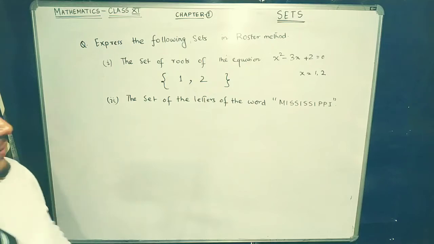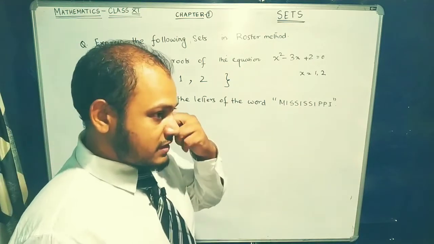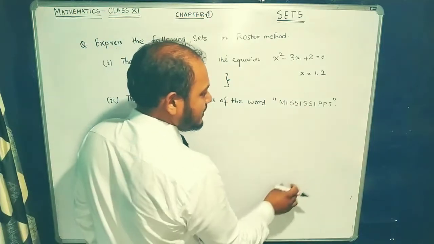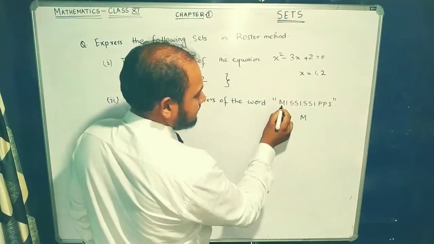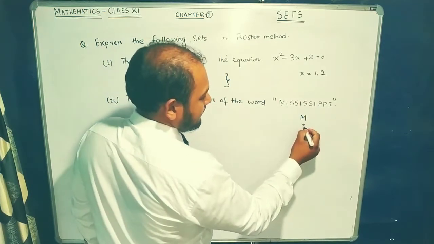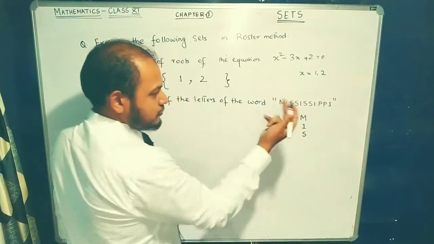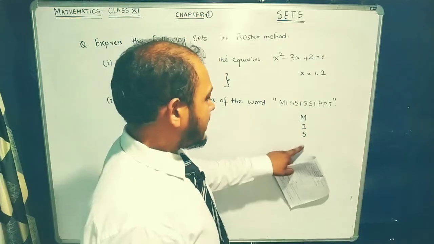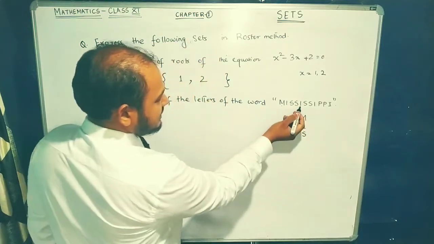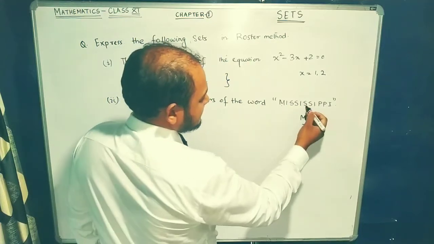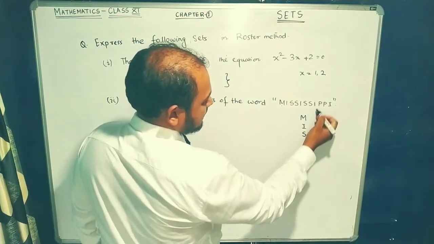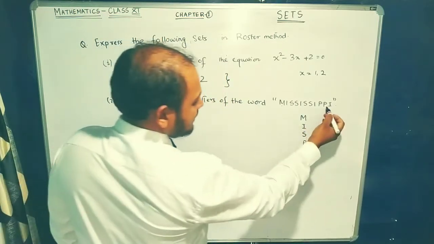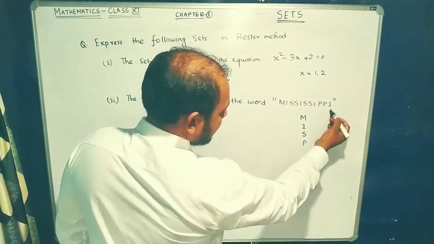But if you remember, the definition of set is a collection of well-defined, definite and distinct objects, right? So these letters need to be in distinct form. The first letter is M, done. Second letter is I. Third letter is S. What is the fourth letter? Another S. But we have already mentioned S, so there is no need to write another S. Next letter is I, already mentioned. S already mentioned. Then we have P, a new letter. Then another P, already mentioned. I already mentioned.